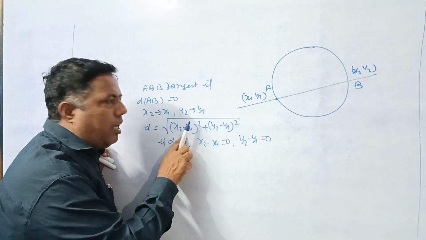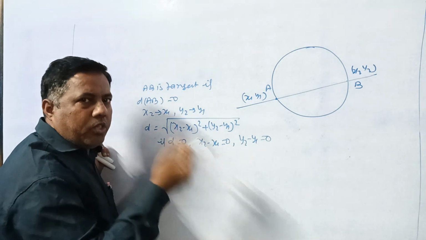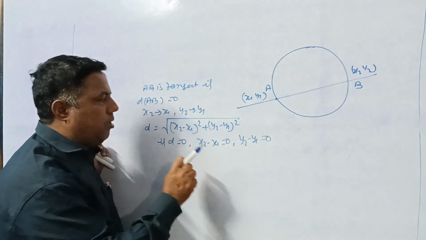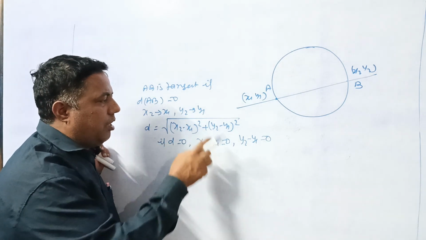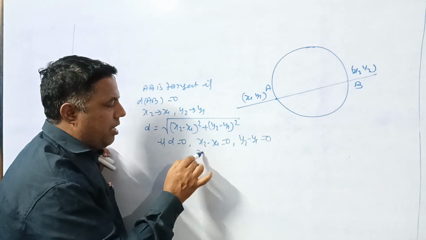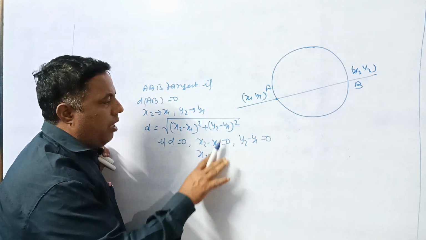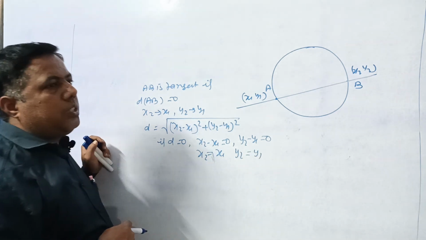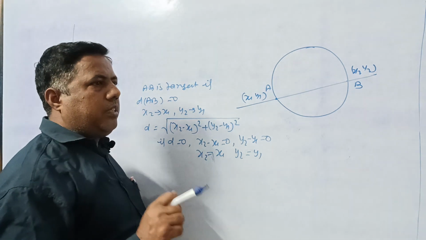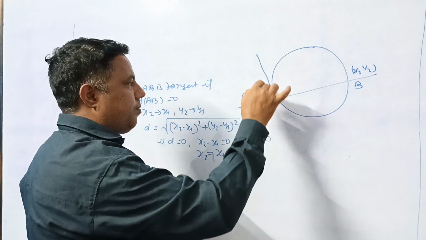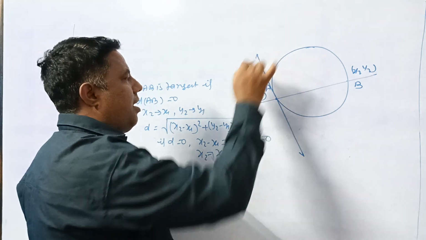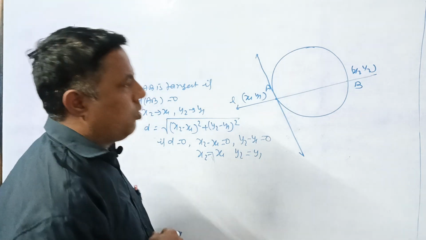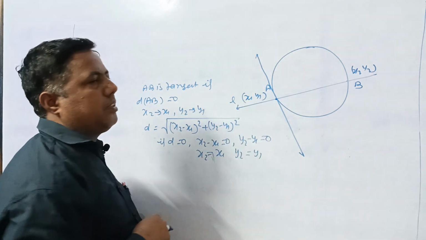It is clear that x2 minus x1 equals 0 and y2 minus y1 equals 0, because the square of any real number is a positive number. So positive plus positive can never be 0. It is possible only when x2 turns to x1 and y2 turns to y1, that is x2 minus x1 equals 0 and y2 minus y1 equals 0, so y2 equals y1. So we can say AB is the tangent at a point A if the distance between AB is 0. This is called the tangent of the circle.